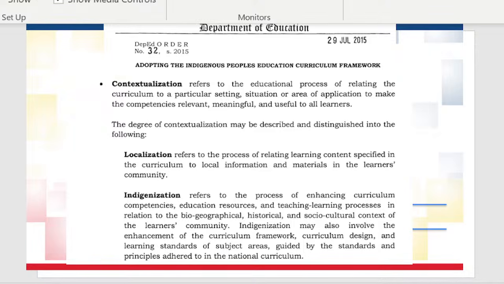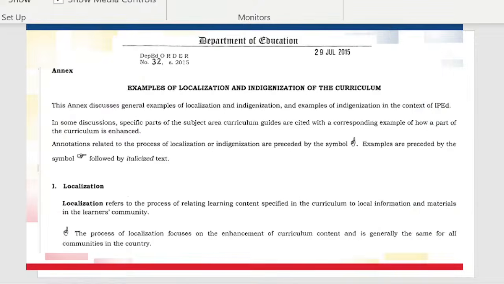Indigenization will also involve the enhancement of the curriculum framework, curriculum design, and learning standards of subject areas guided by the standards and principles that adhere to national curriculum. Do we have examples of localization and indigenization of the curriculum? So for example, in localization, the process of localization focused on enhancement of the curriculum content and is generally the same for communities in the country.